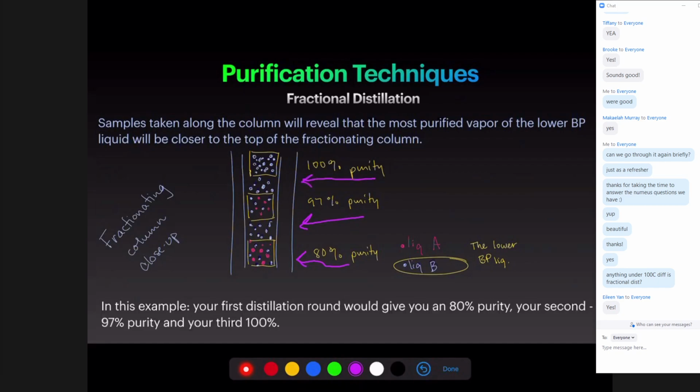So the key with fractional distillation is that the fractionating column will help you get a more purified version of your liquid. So it's just simple distillation over and over again.